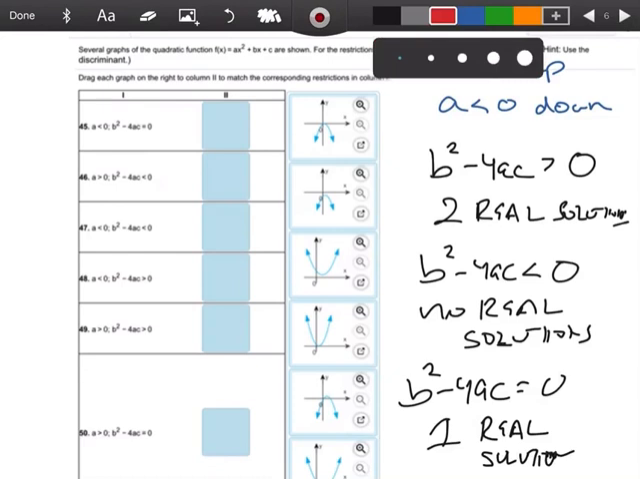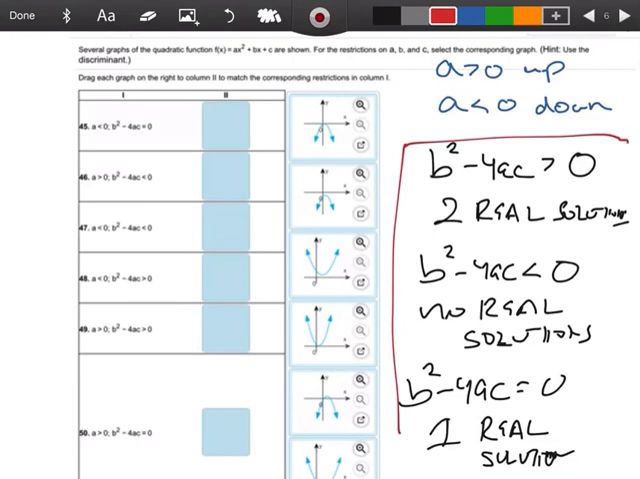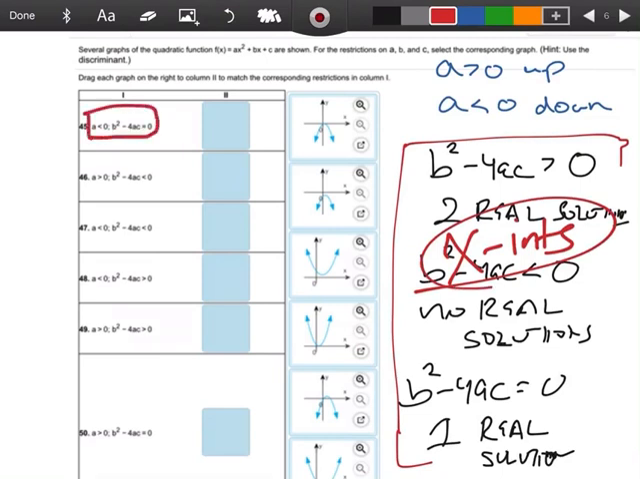Just so that you understand what these things mean, this part right here refers to the x-intercepts. That's what it refers to. So I'm going to look at this first one here. A is negative, so that means the graph is opening down, and the discriminant is equal to 0, which means we're going to have one x-intercept. So now I've got to figure out which of these is going to match up with that.